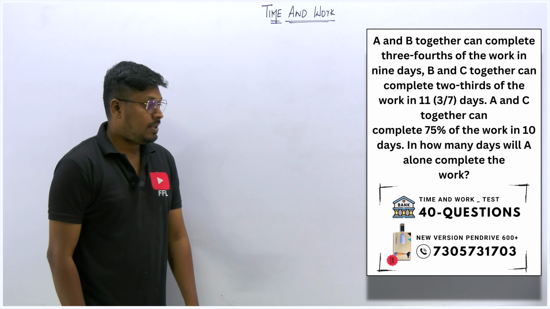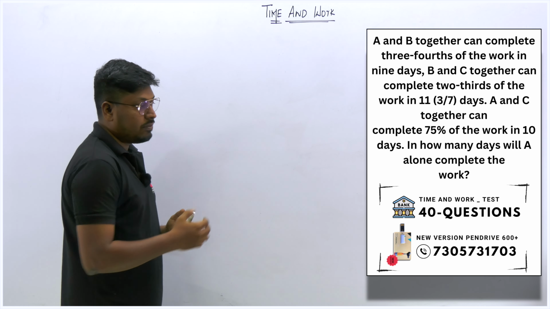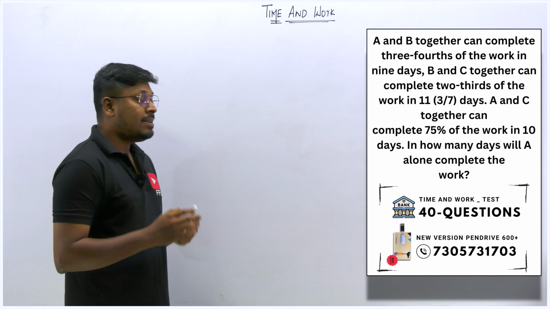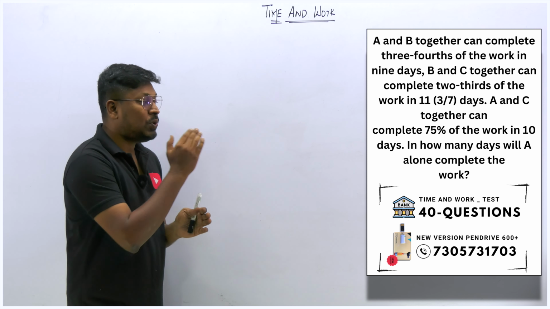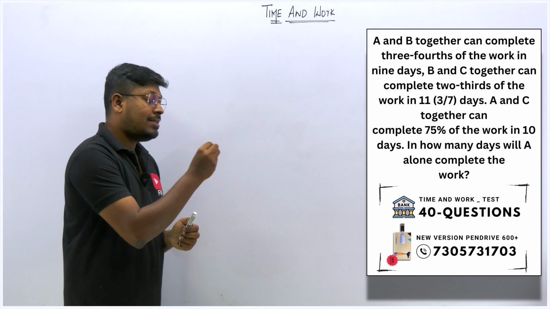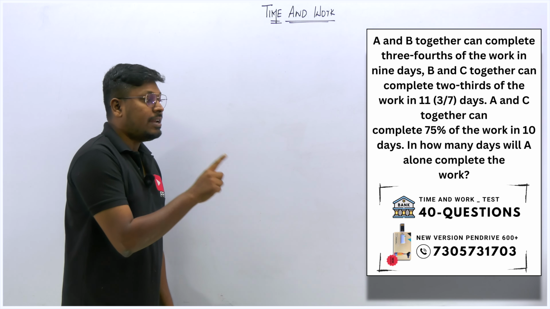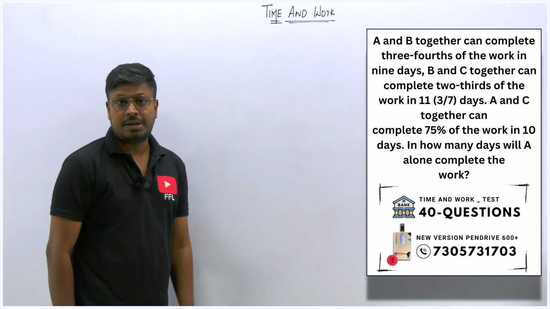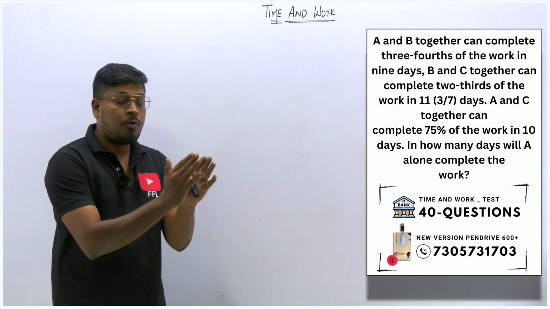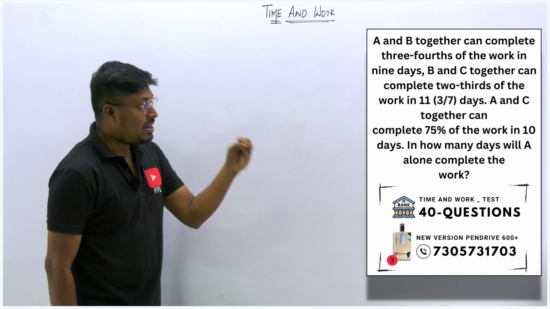Question number 1. A and B together can complete 3/4 of the work in 9 days. B and C together can complete 2/3 of the work in 11 3/7 days. A and C together can complete 75% of the work in 10 days. In how many days will A complete the work? Our target is to find in how many days A will complete the total work. So what values have they given us?